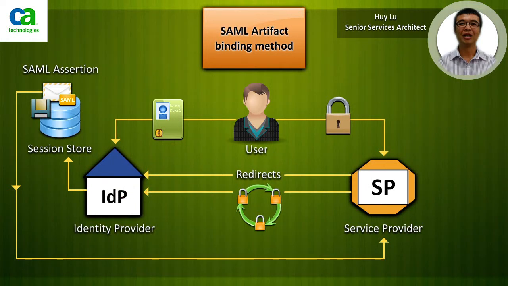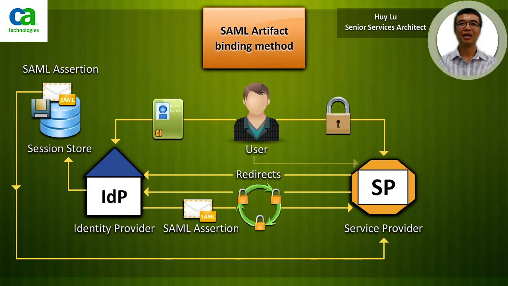In step 6, the identity provider then provides the SAML assertion matching the SAML artifact to the service provider. In step 7, the service provider then validates the SAML assertion and redirects the user to the target resource.